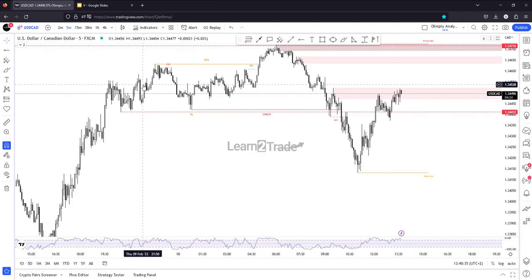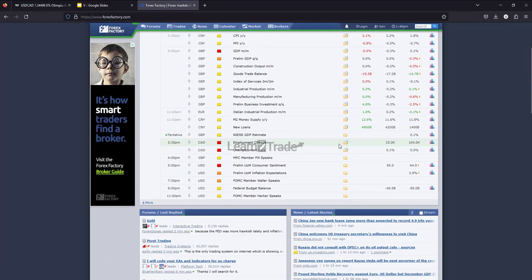But don't forget, guys, let's take a look at Forex Factory, the economic calendar. Later we'll have the Canadian data, which could bring sharp movements, high volatility in the short term. Employment change is expected at 15,000, far below 104,000 in the previous reporting period. The unemployment rate is expected to increase from 5.0% to 5.1%.